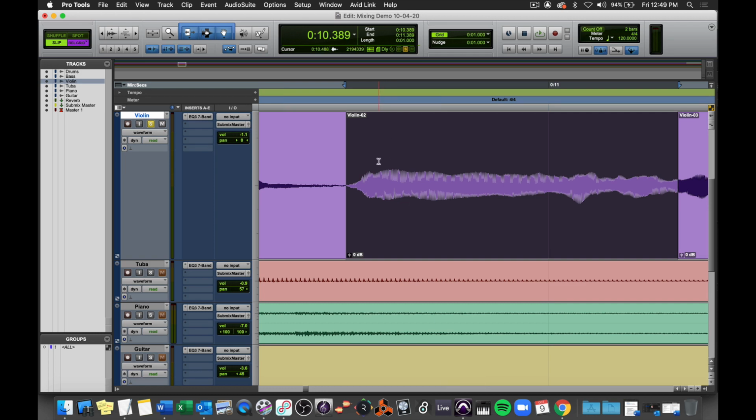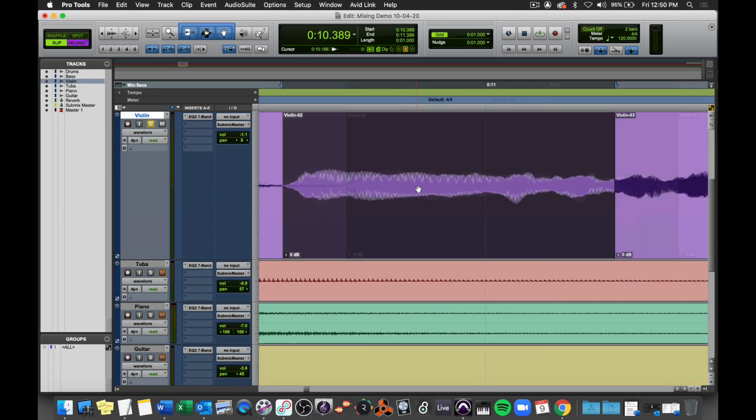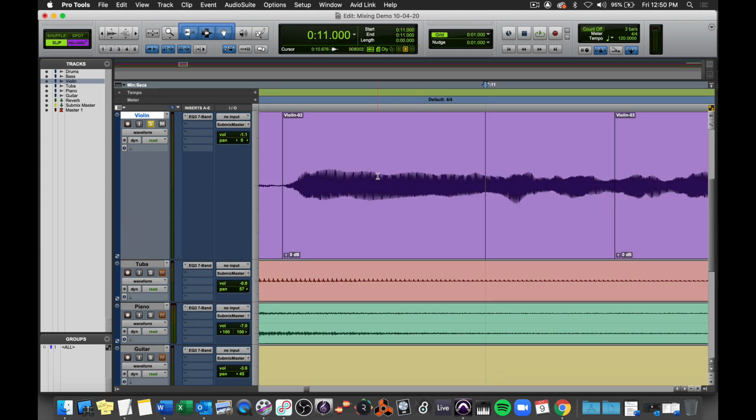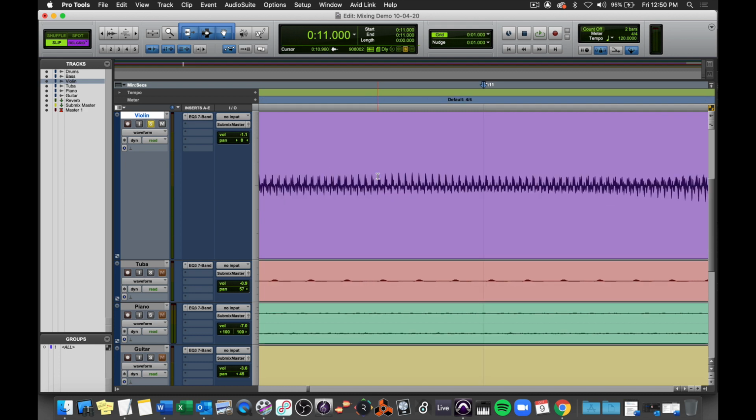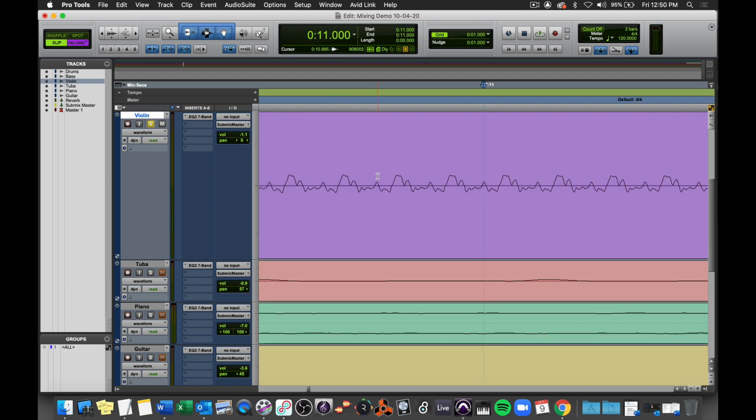Here we have a session, and I have soloed the violin, and here's 1 second of a violin note. If I zoom in, we can see these waves. This is a complex wave because it's an actual acoustic instrument.